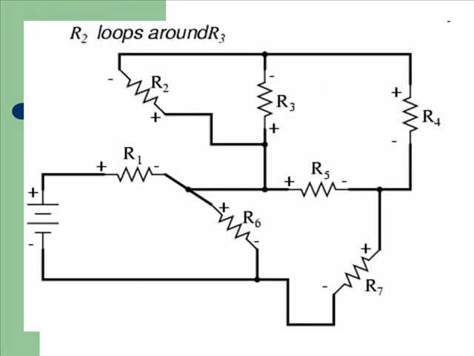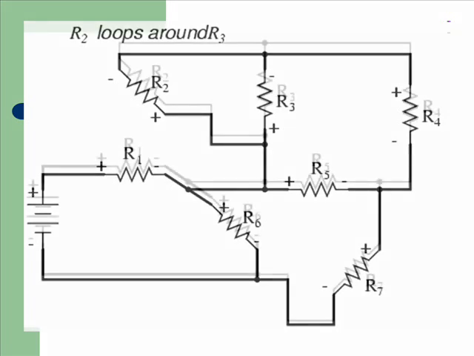In this case, there's a loop around R1 formed by R2, and another loop around R3 formed by R4. It is identical to the 4-resistor series-parallel configuration we examined earlier in the chapter.